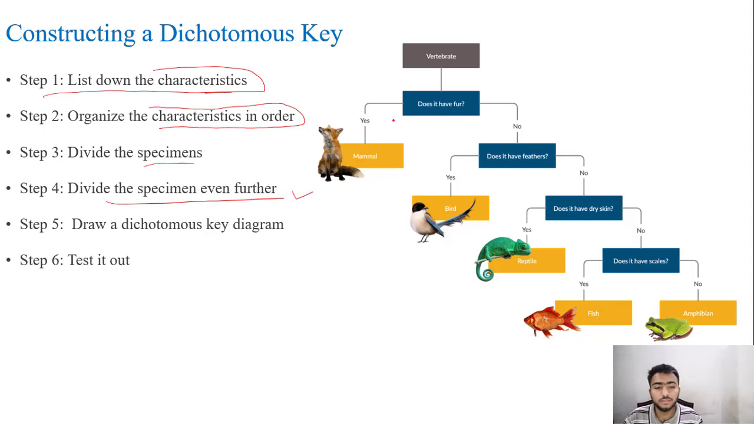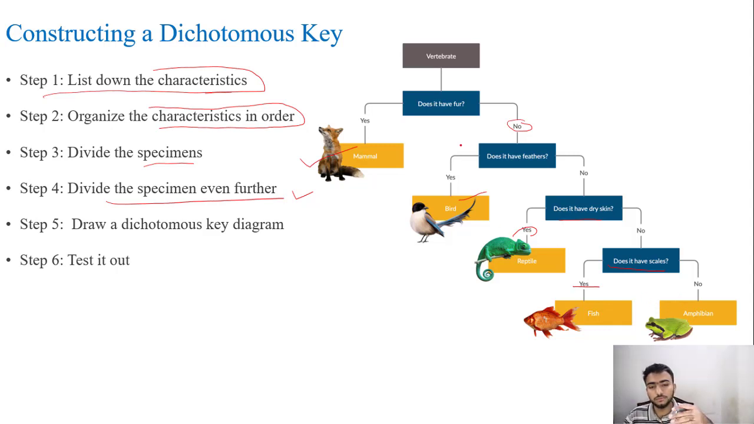For example, this is an important point to understand. If you say that it has fur, then it's a mammal. And if it does not have fur, then ask another question: does it have feathers? If yes, then it's a bird. If no, then ask another question: does it have dry skin? If yes, then say reptile. If no, what could be another point that could help you identify this living organism? Then you can ask another question: does it have scales? If it has scales, then it's a fish. If it has no scales, then it's an amphibian.